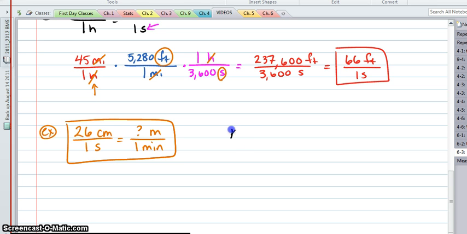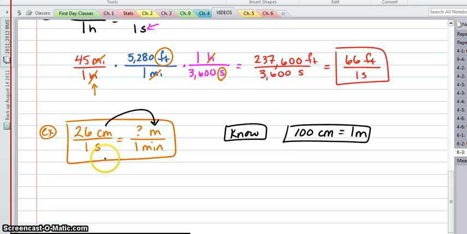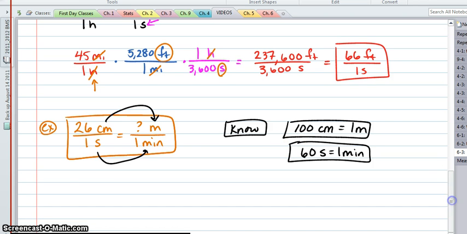So let's write down rates that we know. We want to get from centimeters to meters. You should know this, but if you don't, you can use your handout. There are 100 centimeters in 1 meter. Okay, and I want to know how to get from seconds to minutes. So what's the connection between seconds and minutes? There are 60 seconds in 1 minute. Both of these rates will help us to convert.